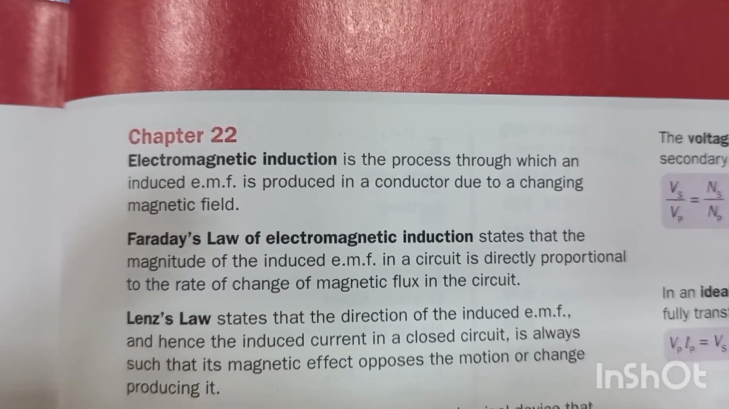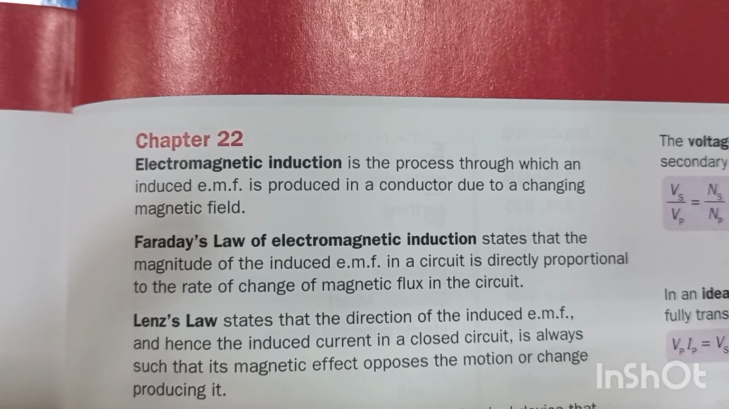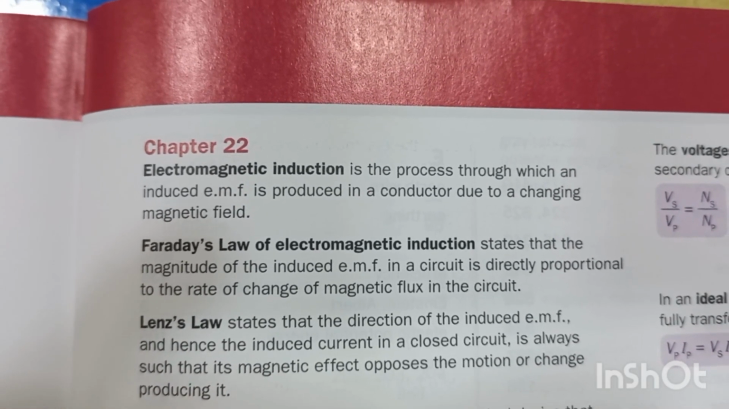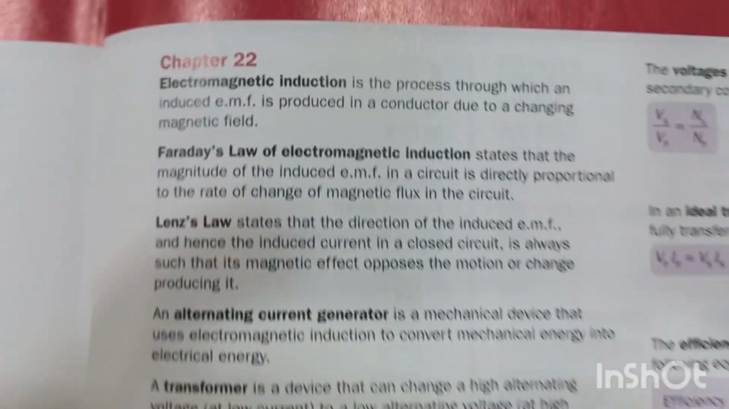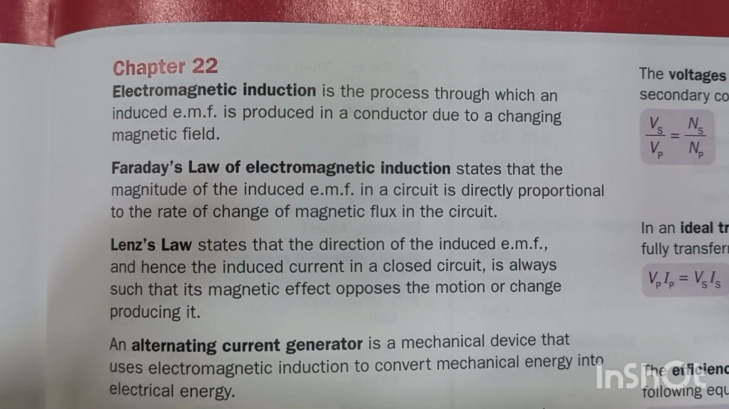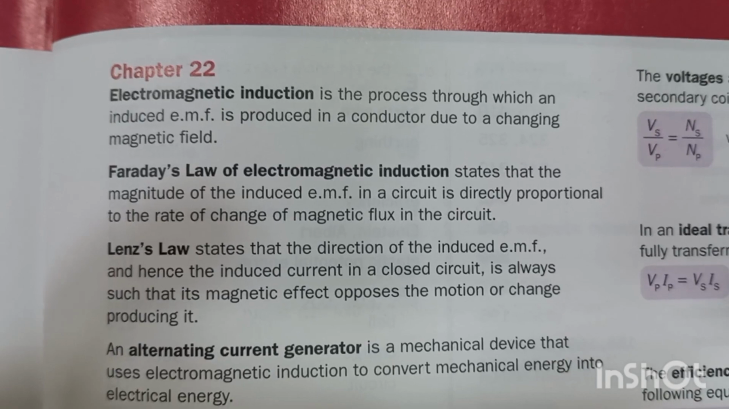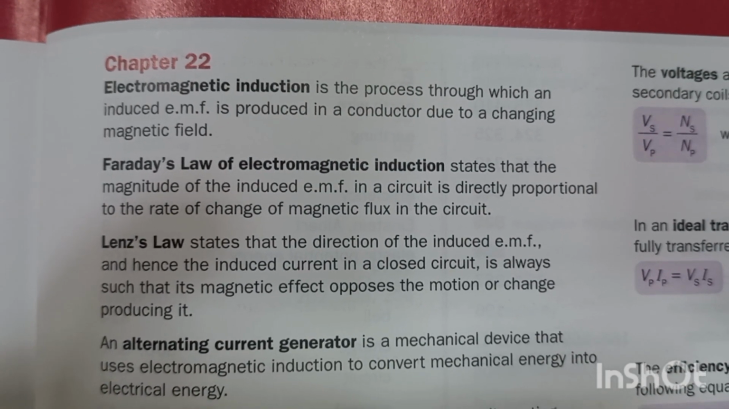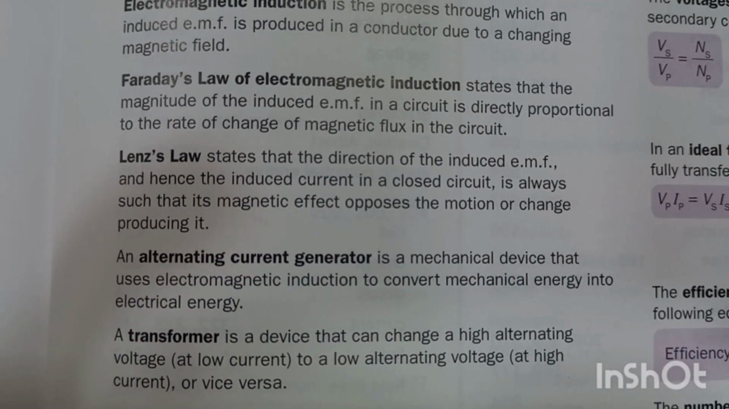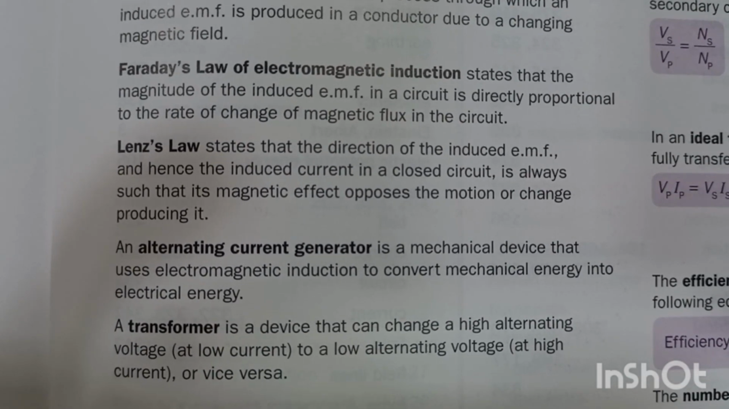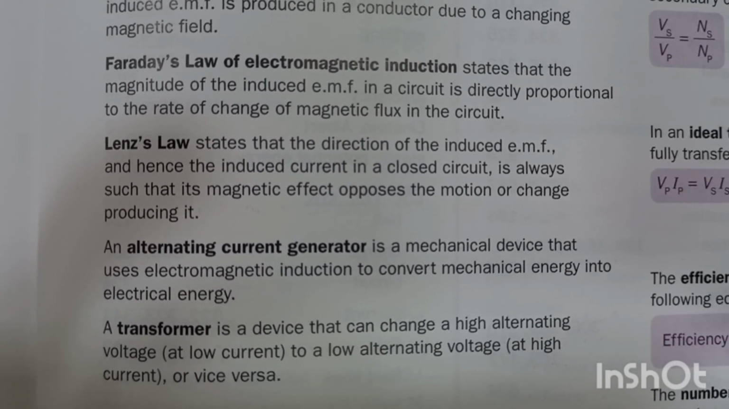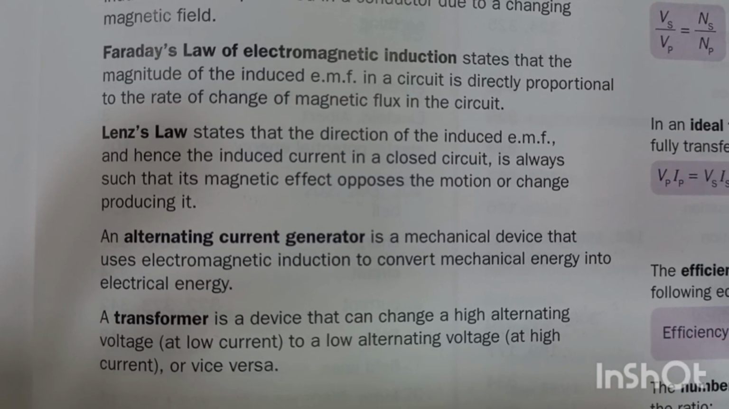Chapter number 22. Electromagnetic induction is the process through which an induced EMF is produced in a conductor due to a changing magnetic field. Faraday's law of electromagnetic induction states that the magnitude of the induced EMF in a circuit is directly proportional to the rate of change of magnetic flux in the circuit. Lenz's law states that the direction of the induced EMF and hence the induced current in a closed circuit is always such that its magnetic effect opposes the motion or change producing it.